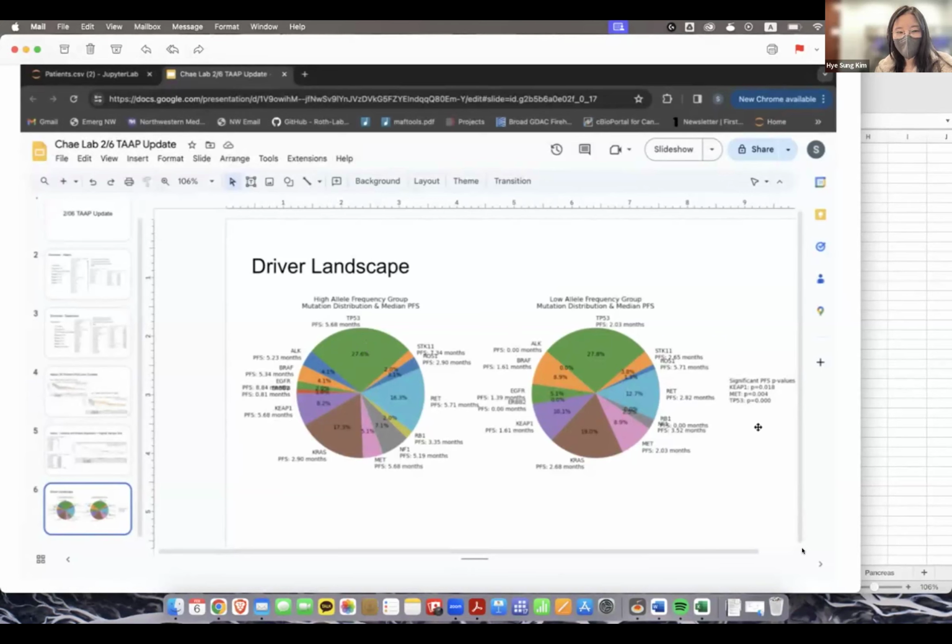And then the next significant gene is MET. So MET here is present at 5% in the high heterogeneity group and about 9% in the low heterogeneity group. And again, has about the same progression-free survival difference as TP53.